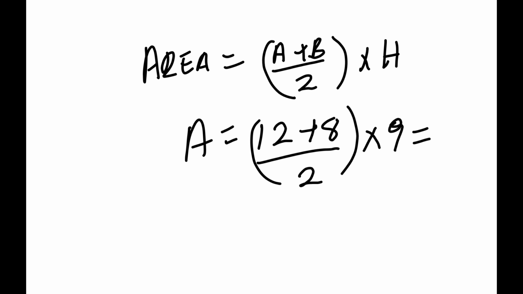So you got 12 plus 8 is 20, and 20 divided by 2 is 10. 10 times 9, your answer is 90 centimeters squared.